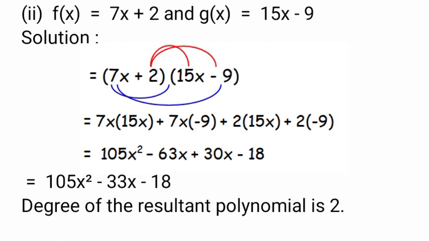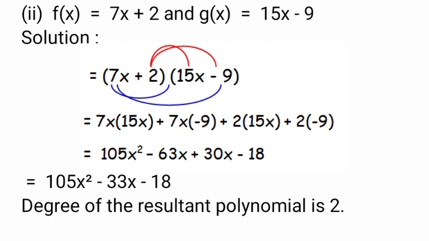Solution: we multiply f of x into g of x, that equal to 7x plus 2 into 15x minus 9, that equal to 7x into 15x plus 7x into minus 9 plus 2 into 15x plus 2 into minus 9. 7 into 15, that equal to 105 x into x, x square. Plus into minus, minus 7 9s are minus 63 into x. Plus 2 into 15 30x, 2 into minus 9 minus 18, that equal to simplify the polynomial.